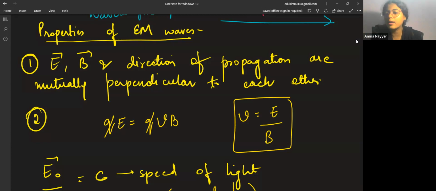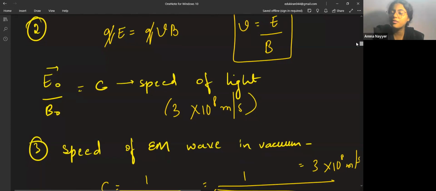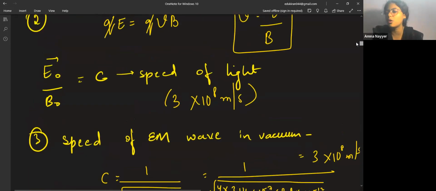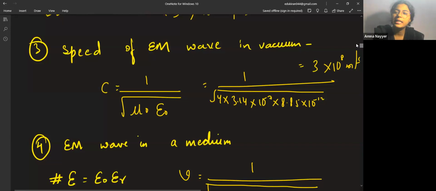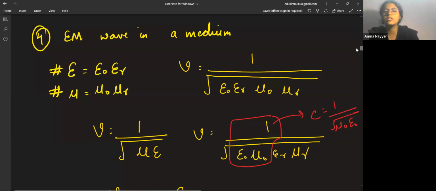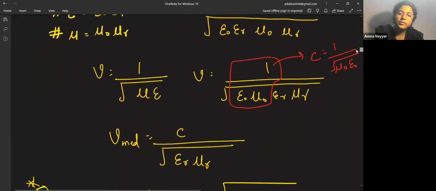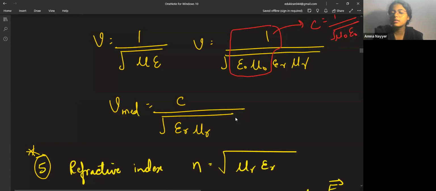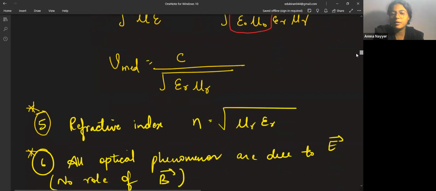Now, properties of electromagnetic waves. Electric field, magnetic field, and direction of propagation are perpendicular to each other. The ratio of electric field and magnetic field gives the speed of light if it's the peak value, otherwise the normal speed if it's a normal value. Then c is equal to 1 by under root mu naught epsilon naught, the permittivity's value. And if it is traveling in a different medium, then v is equal to the speed of light divided by under root epsilon r mu r, that is the relative permeability.